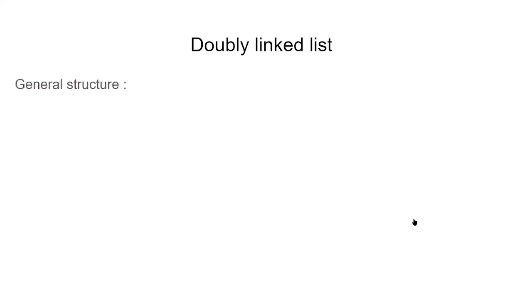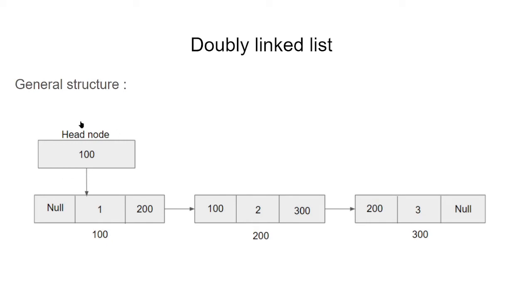And if we see about the general structure, there's a head node containing the address of the first node, and the first node contains two pointers. The next pointer points to the next node, and the previous pointer has a null value as the first node does not have any previous node. The second node has a previous pointer with value 100 that points to the previous node, and contains the address of the next node. And the last node's previous pointer contains the address of the previous node, and the next pointer contains null as it is the last node.